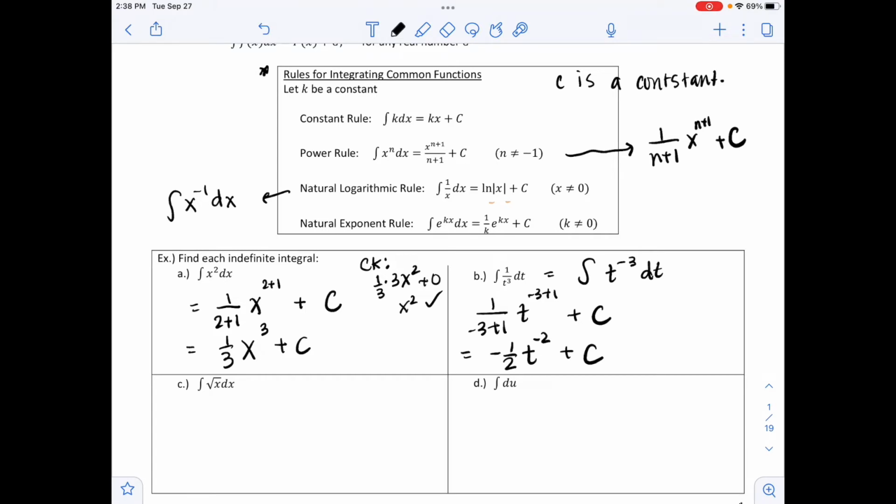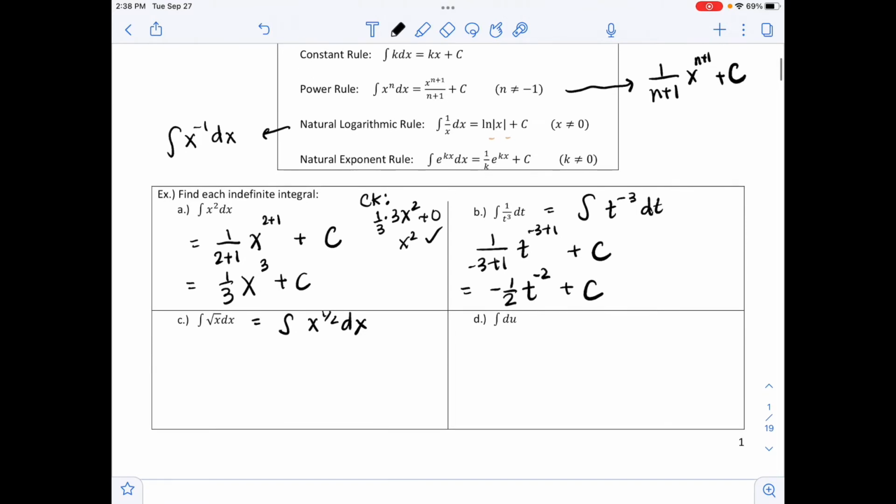For part c, I'm going to rewrite this as the integral of x to the 1/2 dx. And some fractions here, so let me just go step by step slowly, but with our power rule, it's going to be 1 over our exponent plus 1, x to the exponent plus 1 also plus c. And so this will work out to being 1/2 plus 1 is going to be 3 over 2. So we have 1 over 3 over 2, x to the 3 over 2 plus c. And then 1 over 3 over 2 is just going to be the reciprocal. So we get 2/3 x to 3 over 2 plus c.